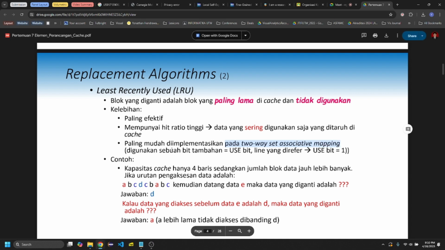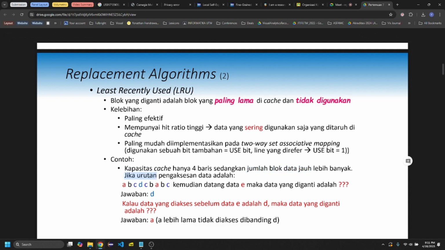In this case, the algorithm needs one added bit, called the use bit, and whichever line is being referred, its use bit is set to 1. So this is the example here. Case capacity only has 4 lines. On the other hand, the number of data blocks is many more than that.